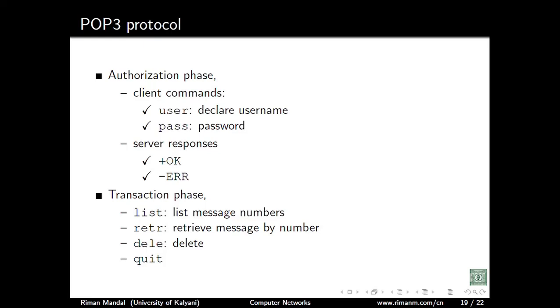In the transaction phase, the user can use these four commands: list, retr, del, and quit. List will list all the messages with some ids. You have to use those ids with the retr command to retrieve a particular message or mail from the server. Then you can also use the delete command with that particular message id to delete a particular mail. Then you can use the quit command to quit the transaction or whatever operations are going on.